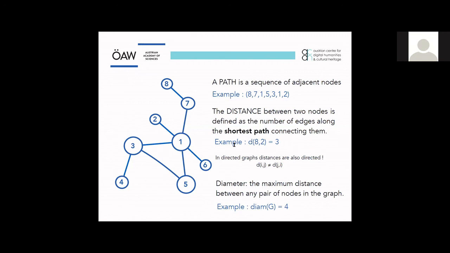Please note that in directed graphs, also the distances are directed. So the distance from i to j is different from the distance from j to i. And the diameter is the maximum distance between any pair of nodes in the graph. So for example, the diameter of this network is 4, because the maximum distance is 4 from 8 to 4.